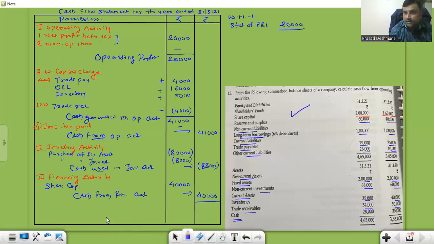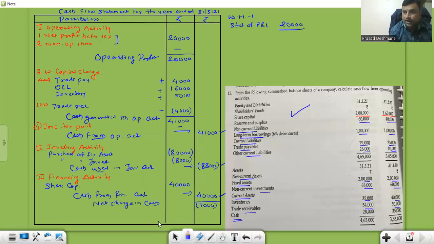Now we need to add these three. This is operating activity total, this is investing activity total, and this is financing activity total. So we'll add these three. So 41,000 minus 88,000 because it was negative, and plus 40,000. The final answer is 7,000 negative. This 7,000 is called net change in cash. Correct?